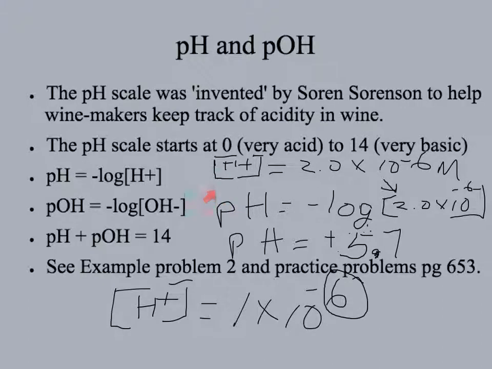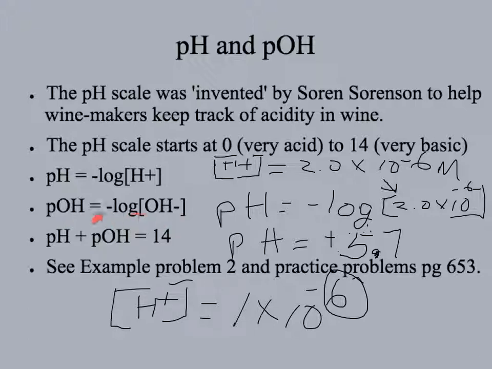So here's a good example problem just to practice with your calculator. The H plus is equal to 2.0 times 10 to the negative 6 molarity. We plug that H plus in, and on my calculators, the Casio and the TI 30XA, you start on the right: 2.0 EXP 6, and then plus minus. Hit the log, and then the plus minus. You get 5.7 for your pH. Try that out. Make sure you're good to go on the calculator for that.